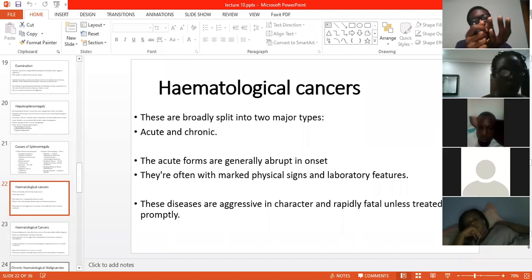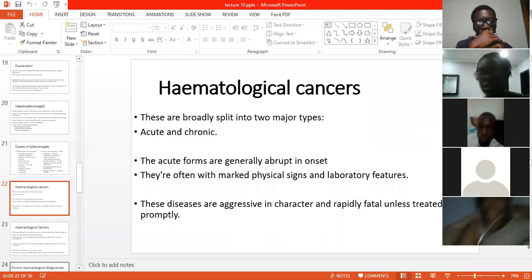So let's look at the hematological cancers. These are broadly into two major types. So we have acute leukemia.